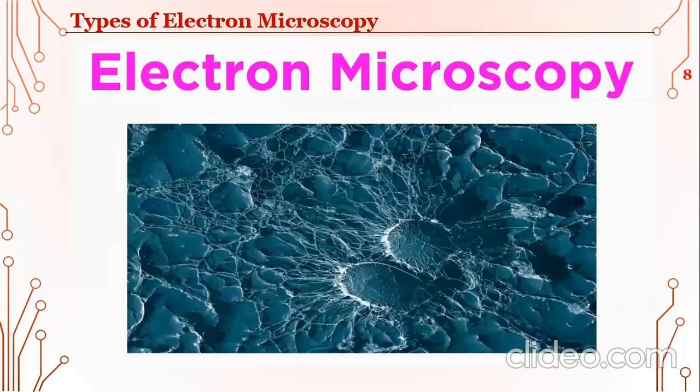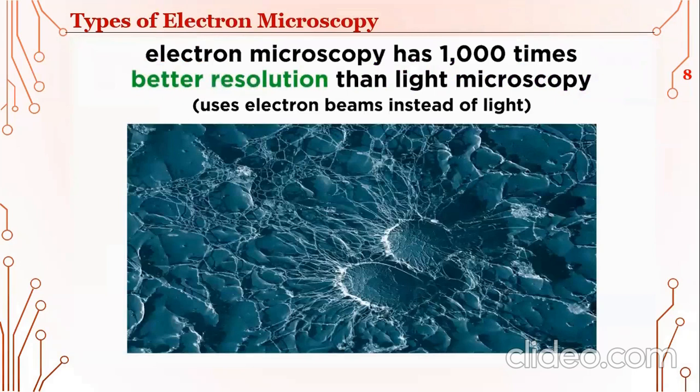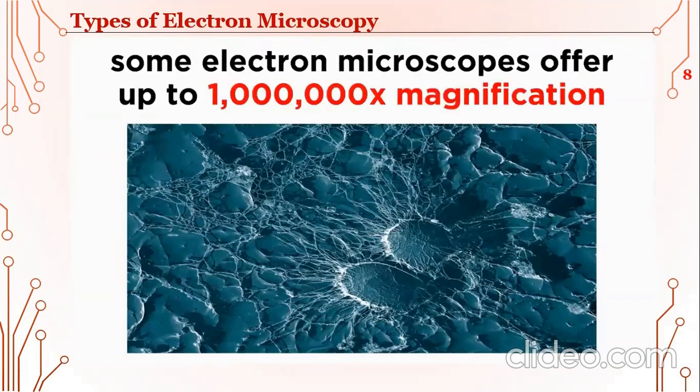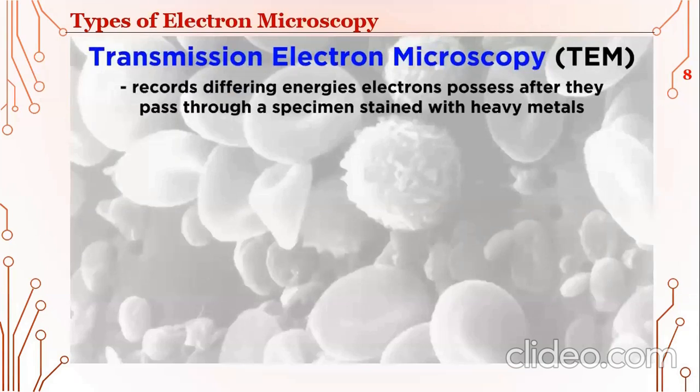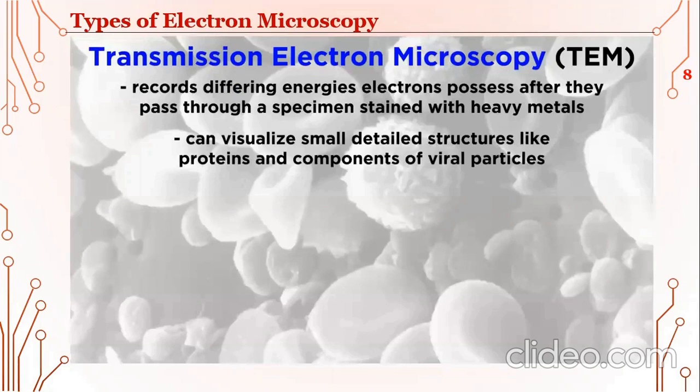We covered quite a lot in this tutorial, so let's briefly summarize. Electron microscopy has around 1,000 times better resolution than light microscopy, because electron microscopy uses electron beams instead of light, which have a shorter wavelength. This allows some electron microscopes to visualize specimens at 1 million times their original size. Transmission electron microscopy, or TEM, records the differing energies that electrons possess after they pass through a specimen stained with heavy metals to visualize small, detailed structures, like proteins inside of cells, and molecules associated with viral particles.